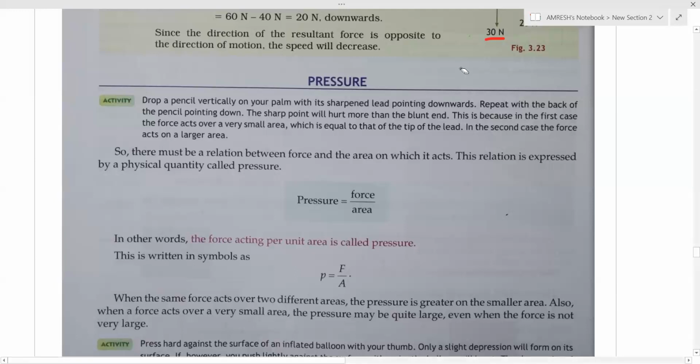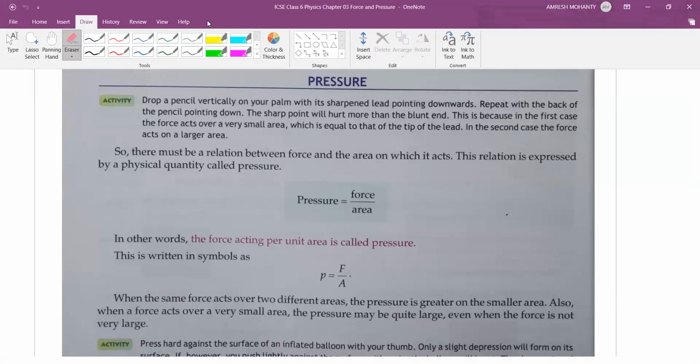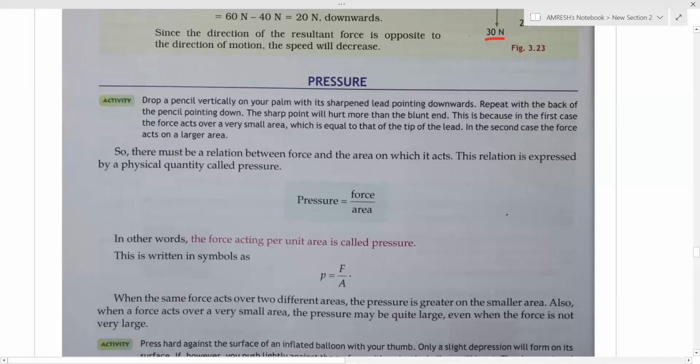Now, pressure. What do you mean by pressure? Some students may be thinking pressure means the tension we have during our exams. No, that is not pressure. That is a different type of pressure, mental pressure. But in physics, pressure means force per unit area.